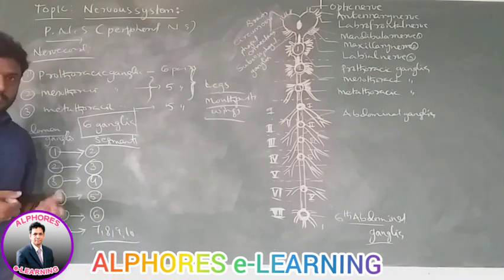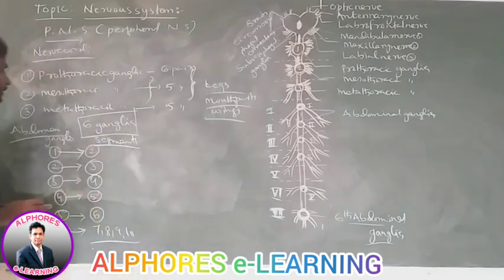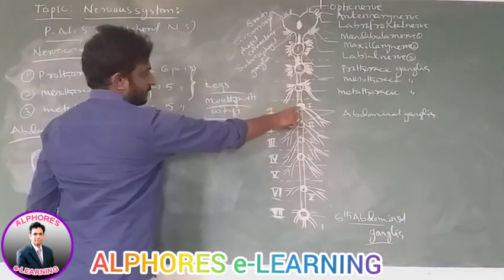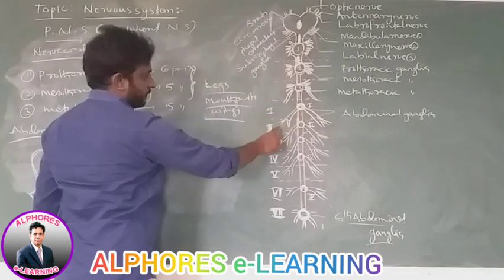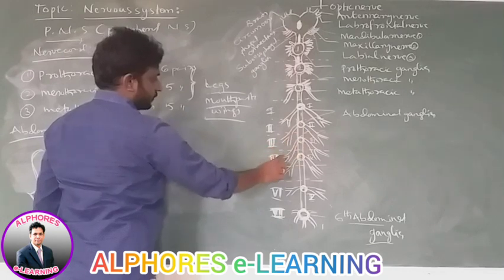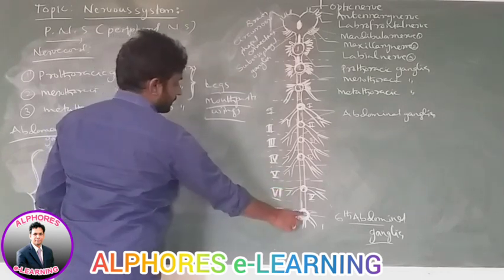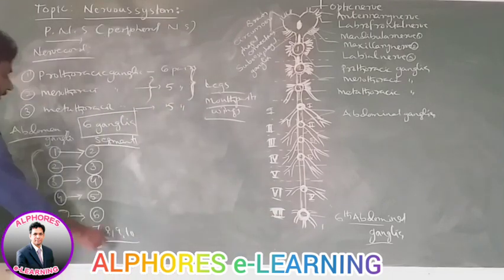So how the nerves are given to the different body parts: total 6 abdominal ganglia. These are the abdominal ganglia. Which segment do they supply? First ganglia supplies the nerves to the second segment. Second ganglia supplies nerves to the third segment. Third ganglia supplies nerves to the fourth one. Fourth ganglia supplies nerves to the fifth one. Fifth ganglia supplies nerves to the sixth one. Sixth ganglia supplies nerves to the 7, 8, 9, 10.